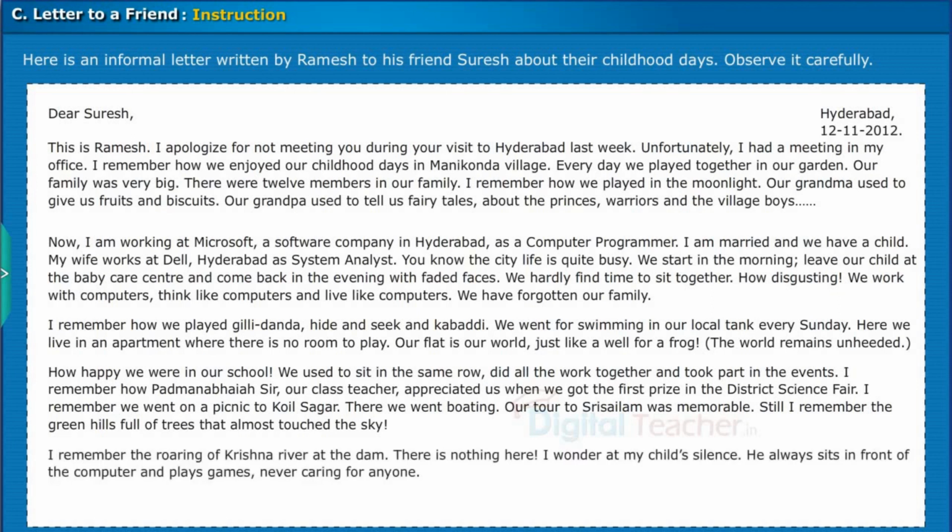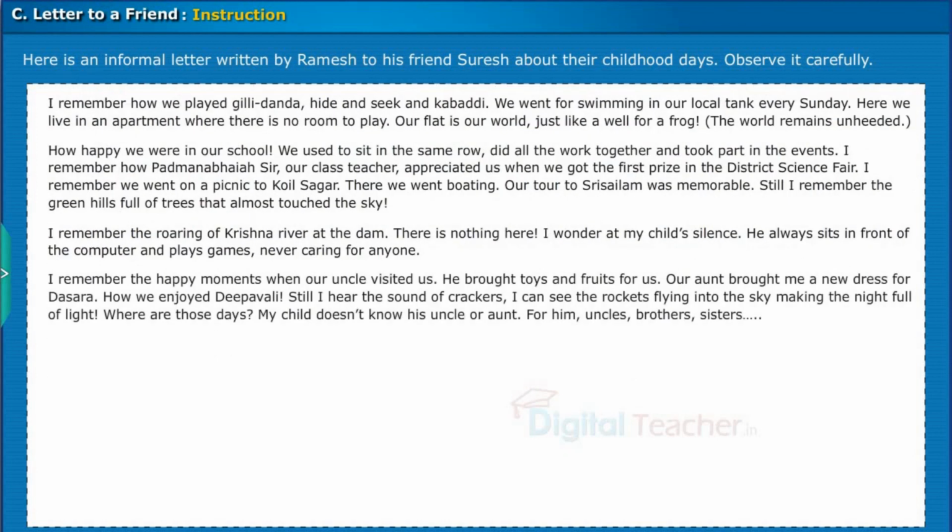I remember the roaring of Krishna river at the dam. There is nothing here. I wonder at my child's silence. He always sits in front of the computer and plays games, never caring for anyone. I remember the happy moments when our uncle visited us.